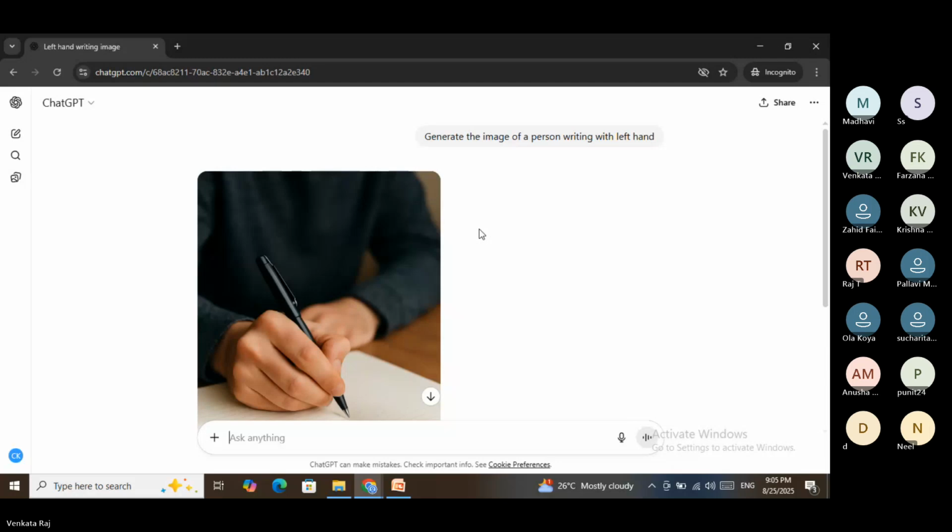So the data on which it has been trained is basically whatever is more prevalent throughout the world. Even though I have written in the prompt to generate the image of a person writing with left hand, it has its basic assumption that most of the people write with right hand. That is why it is generating the output with right hand.